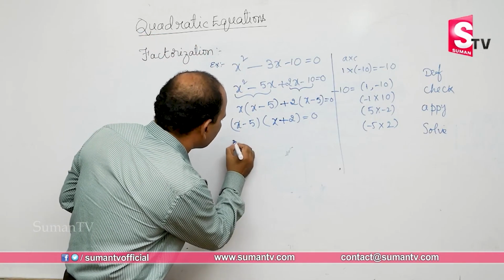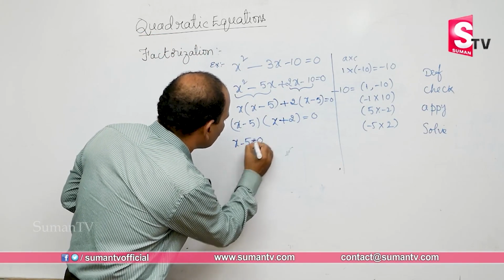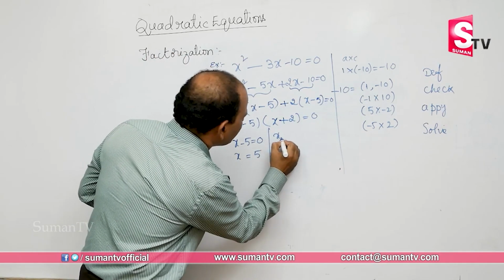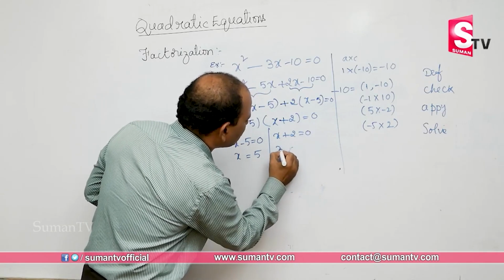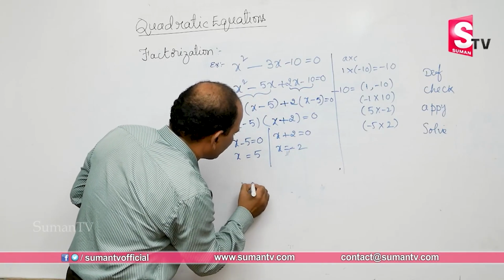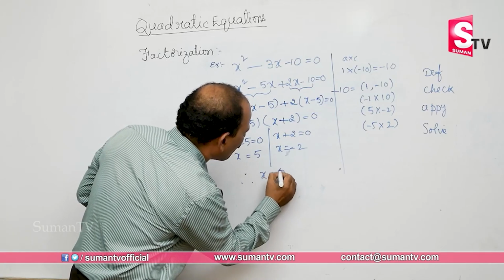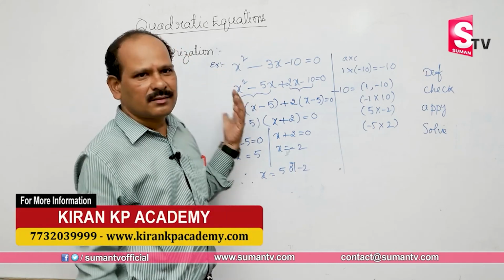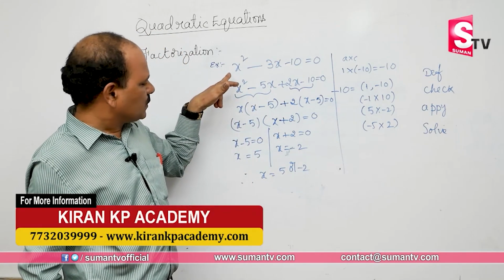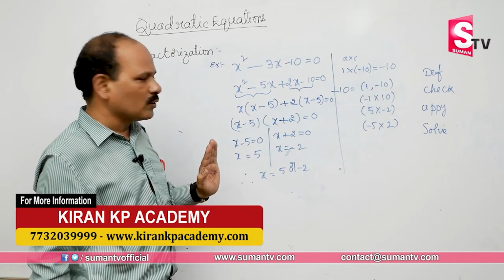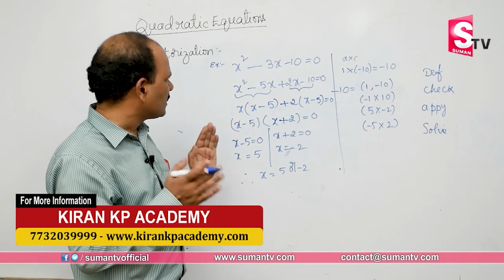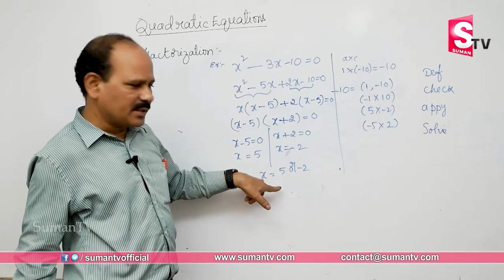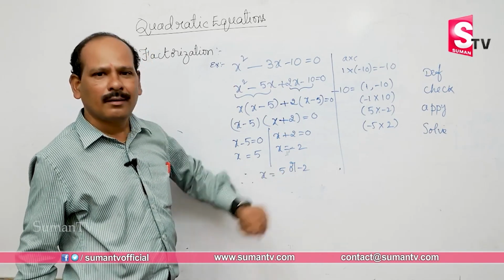Now take the first part, x minus 5 is equal to 0, then x is equal to 5, or x plus 2 is equal to 0, then x is equal to minus 2. Therefore, x is equal to 5 or minus 2. Okay, this is the second example. So in this way, we can find the value of x by using the factorization method. Here the answer is x is equal to 5 or minus 2.